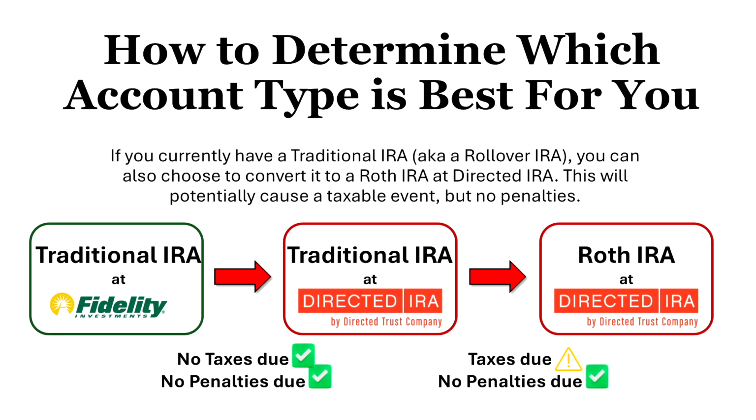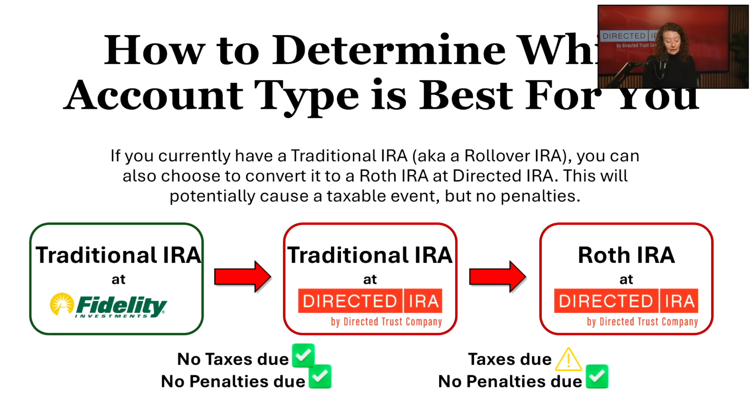But you also have the option of converting from a traditional to the Roth. Now, as you see there, that's when taxes will be due. Now, there's no penalties due as long as you do it correctly, and we'll guide you through that. But there will be taxes due. So you're essentially saying, hey, IRS, I want to get the taxes out of the way now so that this seed grows tax-free forever. So that's absolutely an option.